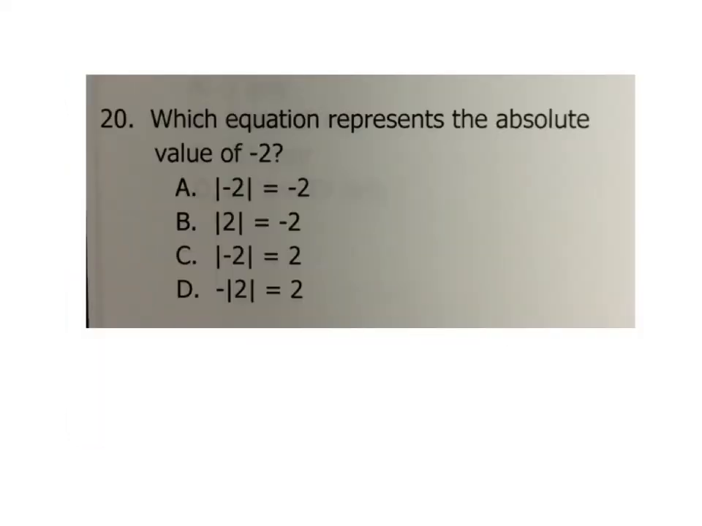Number 20, which equation represents the absolute value of -2? -2 must be included inside the bars, so it's definitely not B or D. And then absolute value is always positive, so the correct answer is C.